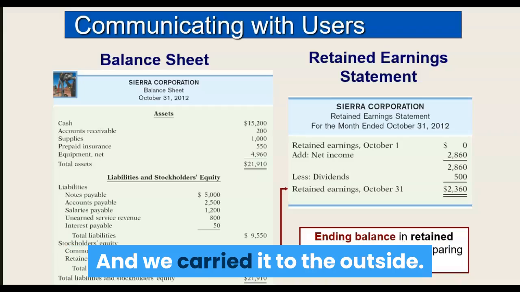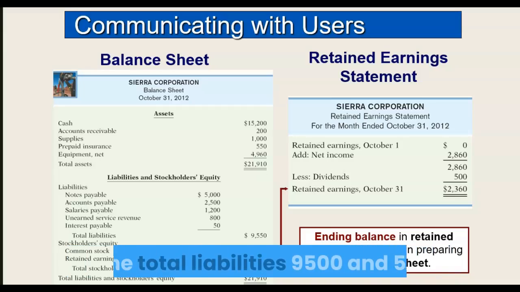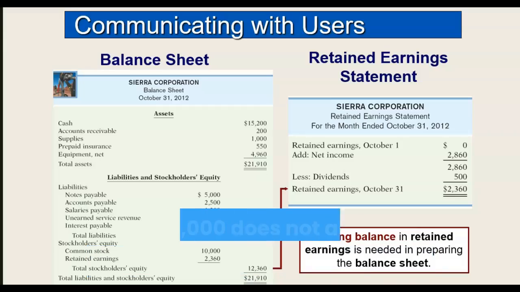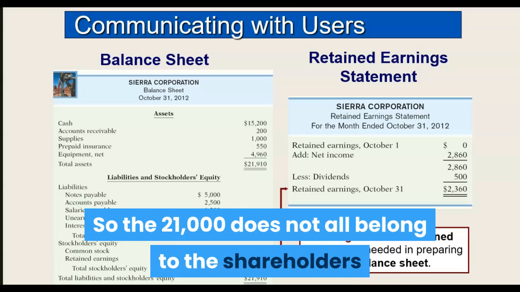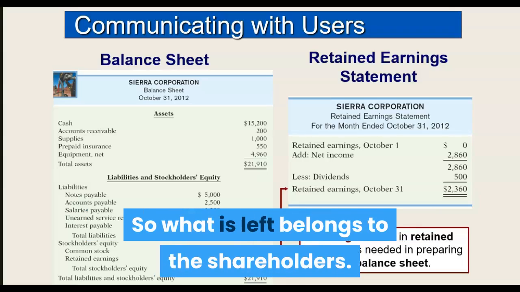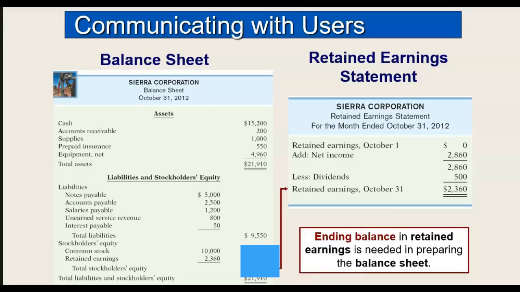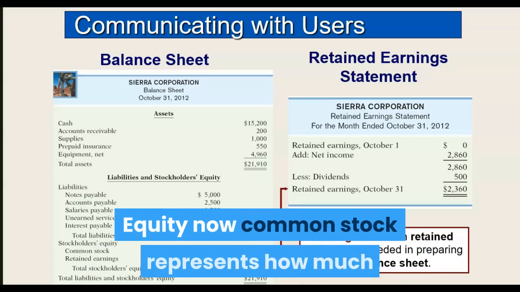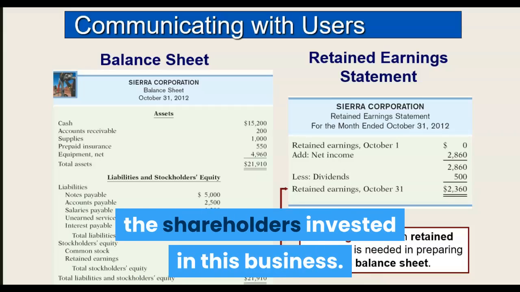Salaries payable, we owe the employees. Unearned service revenue, we'll explain that later. And interest payable. So in total, notice we totaled them up and we carried it to the outside. The total liabilities, $9,550. So the $21,000 does not all belong to the shareholders because we owe people outside the business, $9,550. So what is left belongs to the shareholders. So the next is the shareholders' equity.